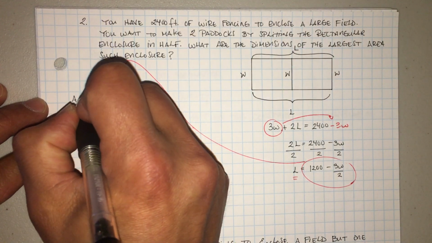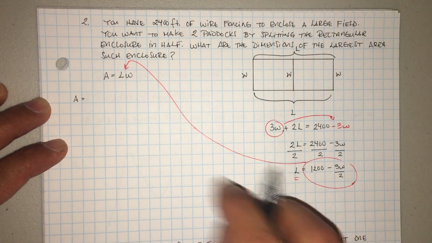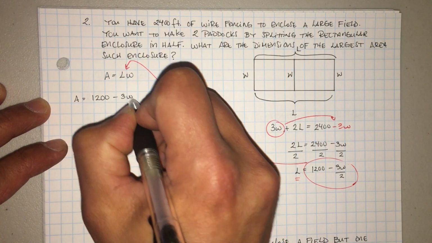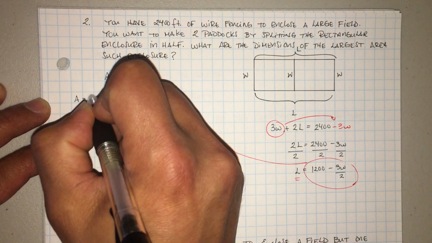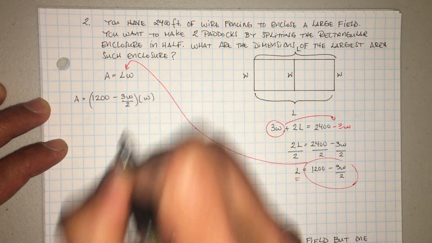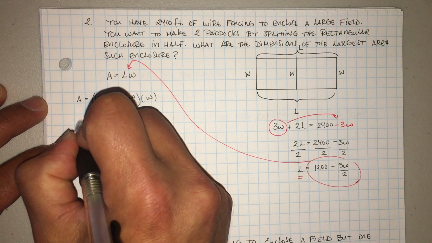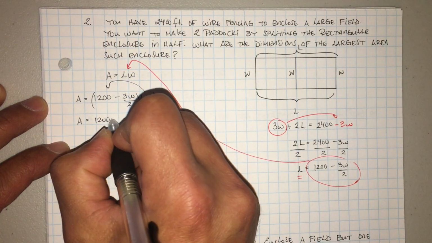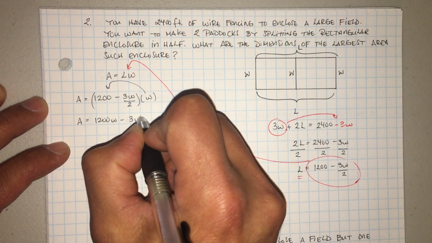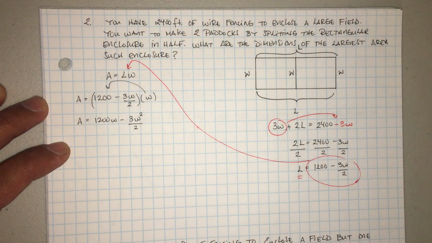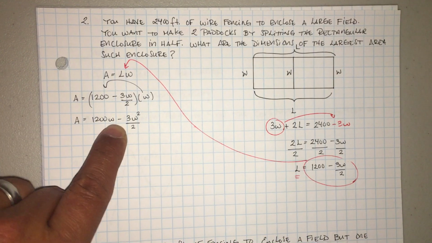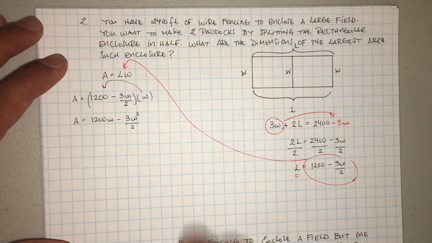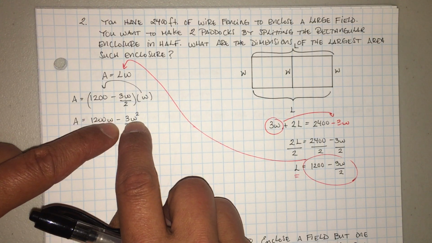Entonces voy a escribir A es igual. Instead of L, I'm going to put this guy. Voy a escribir 1200 menos 3W sobre 2 por W. Okay? And then I'm gonna go ahead and continue doing the same thing. So distribute, I'm gonna get 1200W minus 3 times W squared over 2. Okay? And what do I have again? I have an upside down parábola, quadratic. Entonces, igualito. Tengo un cuadrático que está boca abajo.